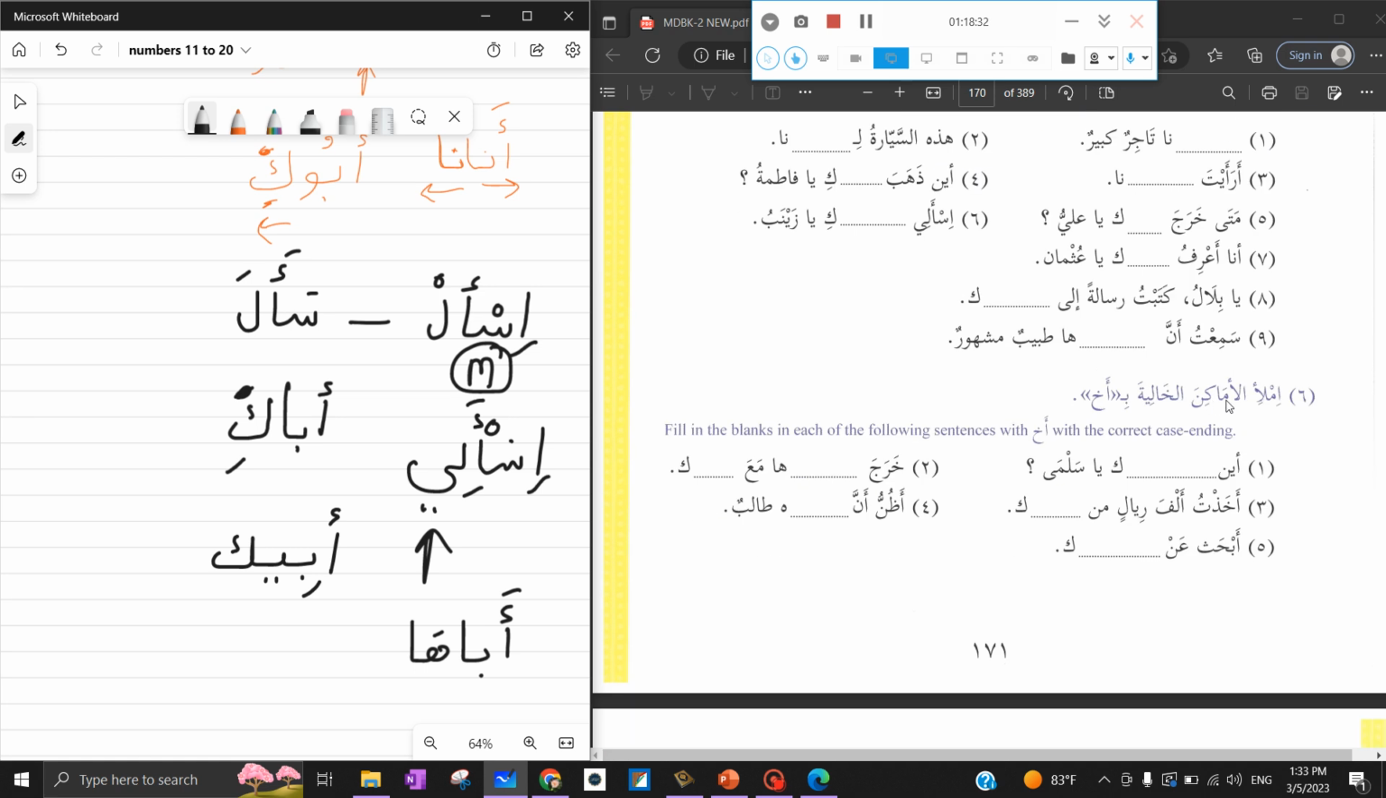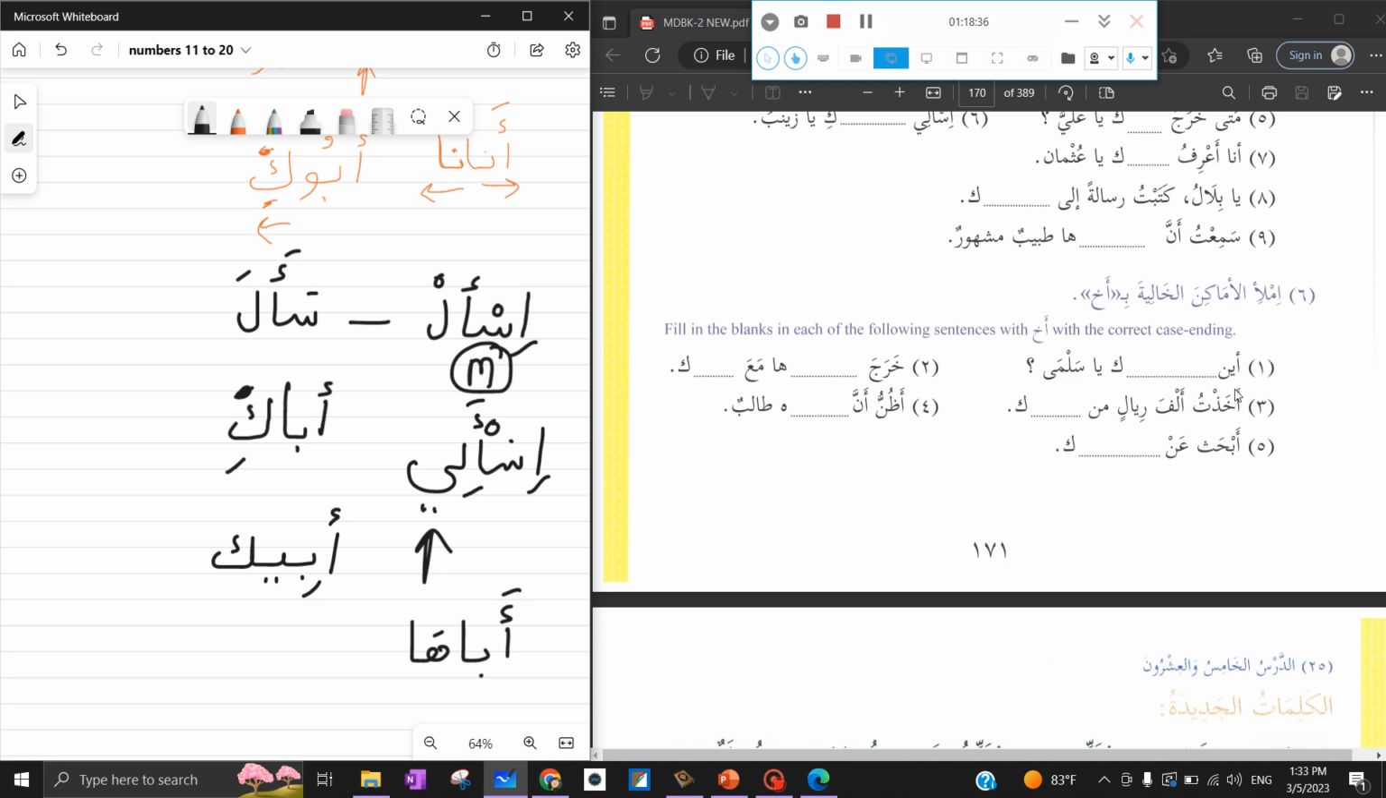Now exercise 6. Imla al-amakin khaliya bi akh. The same rule will apply here. Aina. Now this is a simple question, so we will do the i'rab, as aina is mubtada. All the questioning tools are ism, nouns, so they can be considered as mubtada. So this is a noun, mubtada. Then aina abuka, with a waw and damma. Aina abuka ya Salma.